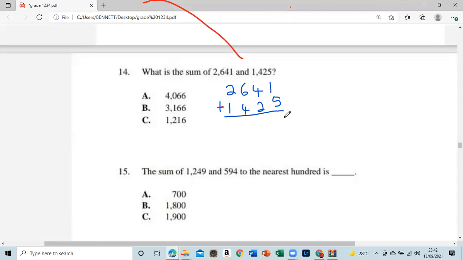So that would be 6, right? 2 and 4, that's 6 again. 4 plus 6 is 10, says 0 carry 1. So right now we know it's 4,000 because 0 comes there, right? So can I get these 3 numbers? You know it's correct. So that's 14, it is A.